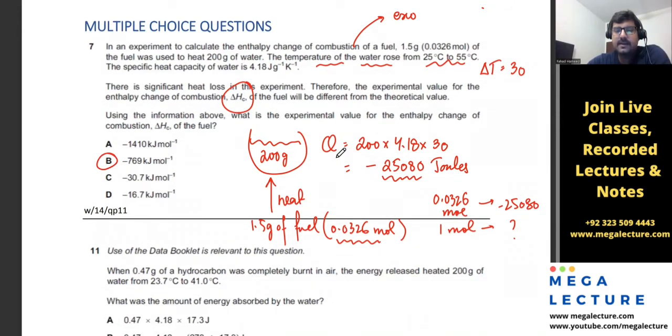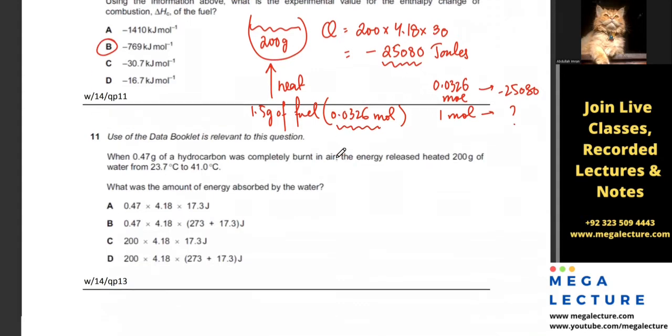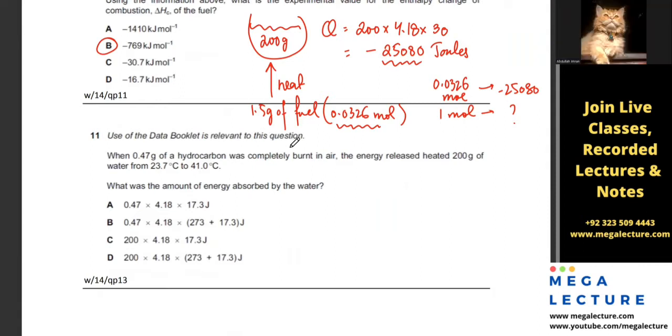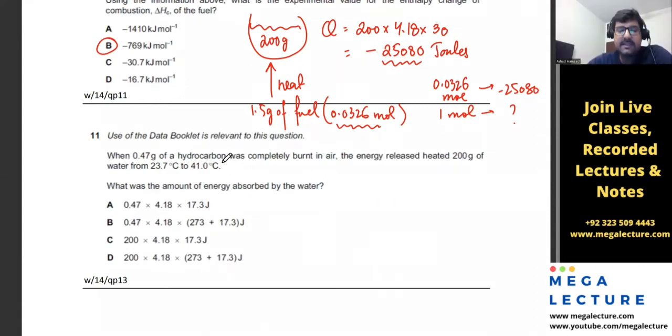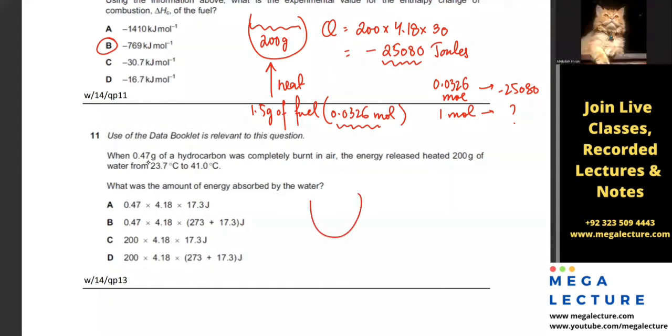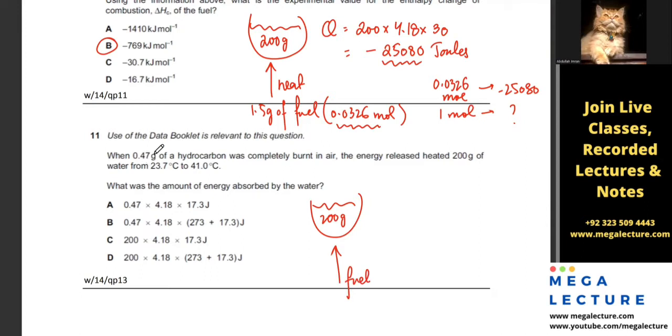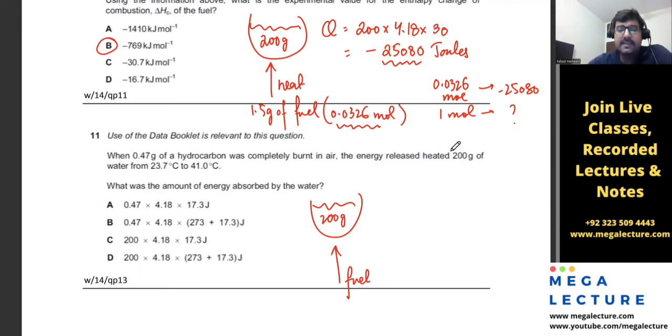As a pair, let's do the next one. It's a similar question: 0.47 grams of a hydrocarbon was completely burnt in air. The energy released heated 200 grams of water. So it's the same question. There's 200 grams of water, and you're burning a fuel, right? The energy released heated 200 grams of water and the temperature rose from 23.7 to 41.